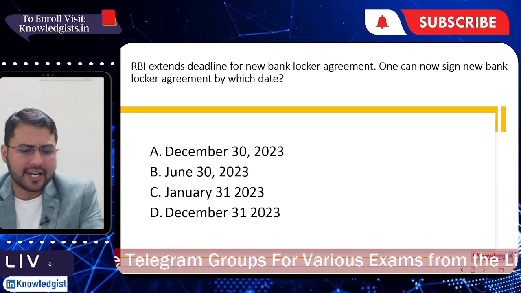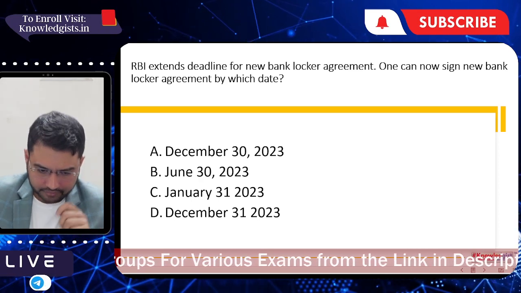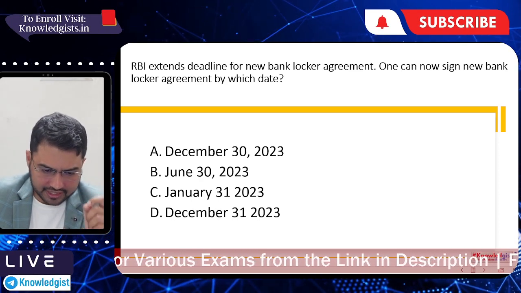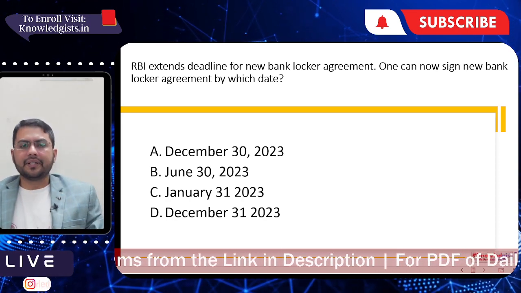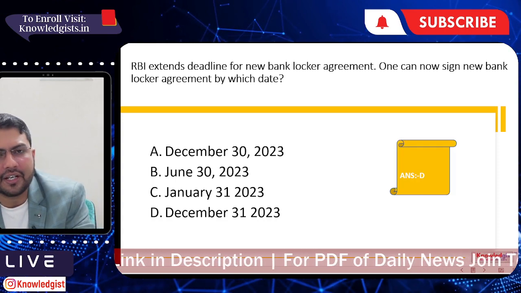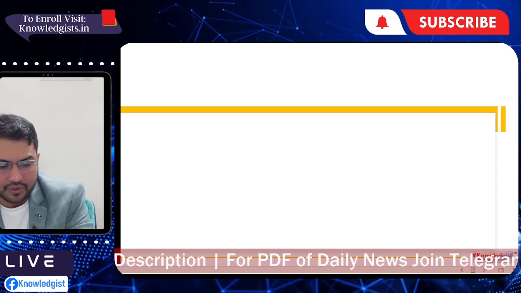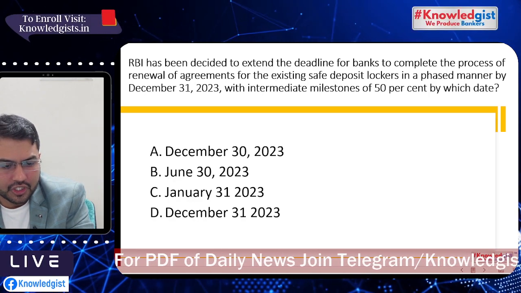So RBI extends the deadline for the new bank locker agreement up to: December 30, June 30, January 31st, December 31st, 2023. I know you don't need the options here. It is December 31st, 2023. Option number D was the right answer for the previous question.